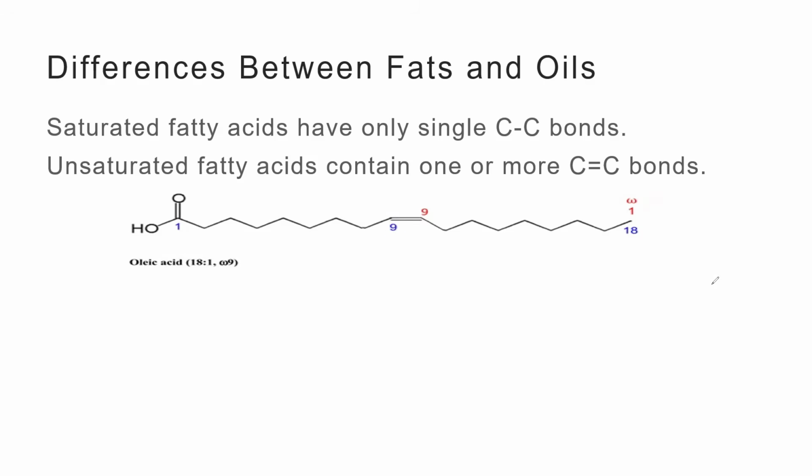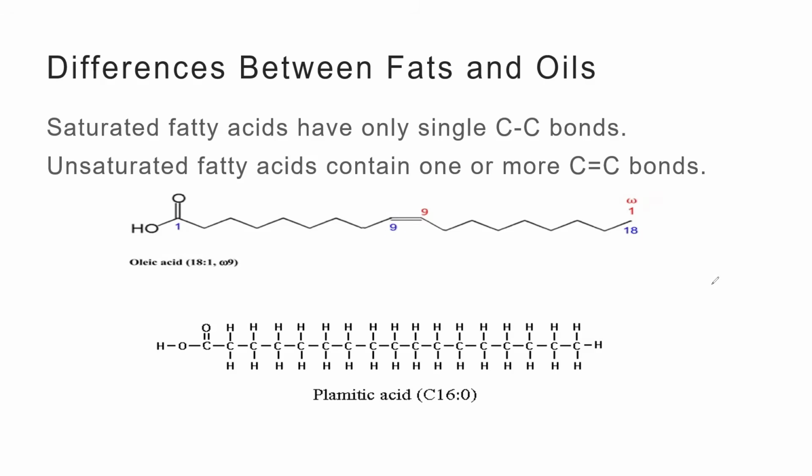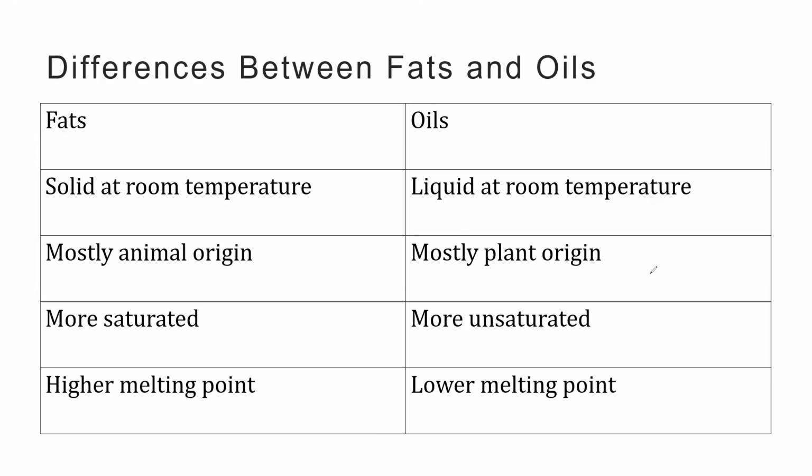So quickly now, let's look at other ones. Palmitic acid, we said is saturated, and the reason why it is saturated is because it has only single bonds, no double bonds. So let's look at differences between fats and oils now. Fats are solids at room temperature, and oils are liquid at room temperature. Fats are solid at room temperature, and we must be able to explain why.